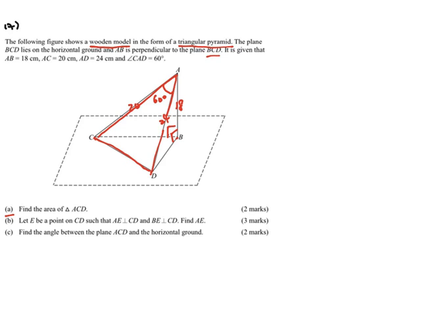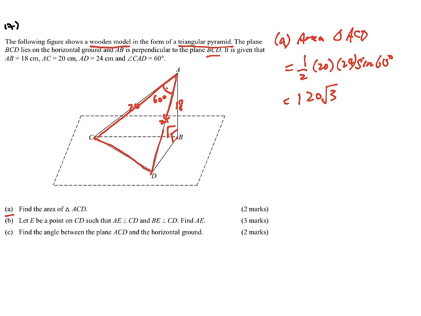For this triangle, we have 20, 24 and 60 degrees. So for this one, we can use one over 2 ab sine theta. So 1 over 2 times 20 times 24 times sine 60 degrees. After simplification, you can get 120 root 3. Remember to put cm square. Next, part B.